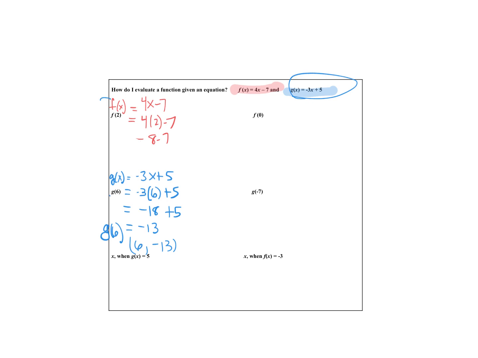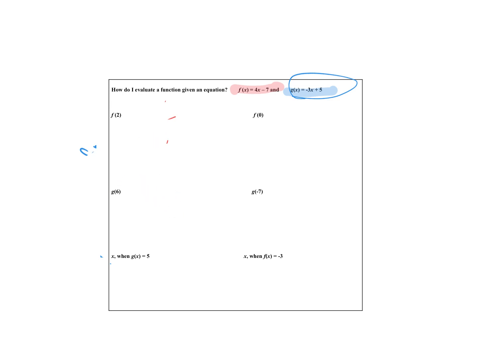Now, if we look at these first two problems here, they're very similar to the first set on the last page. These were where we were given the x, and we had to find the y, or the f of x, okay? The last ones here, notice that it doesn't say g of x. It says we want to find x when g of x is equal to negative 5.